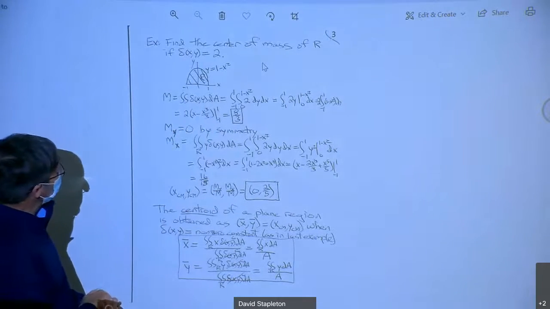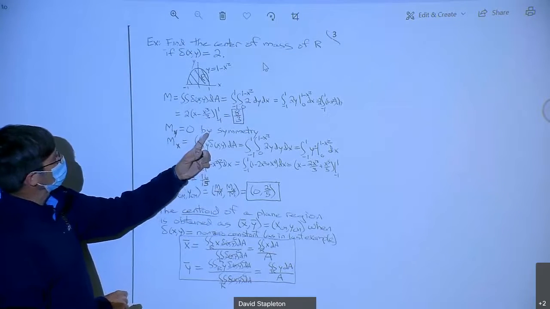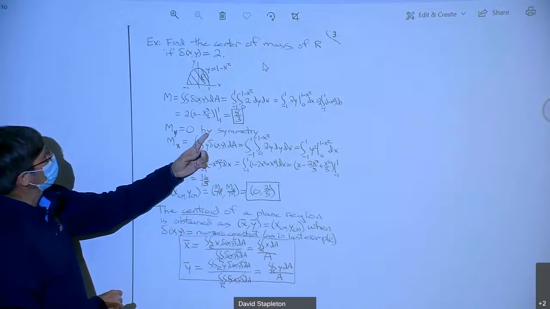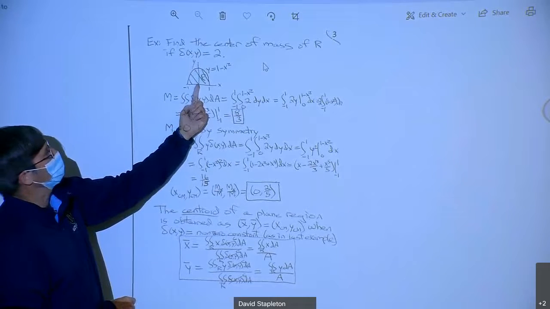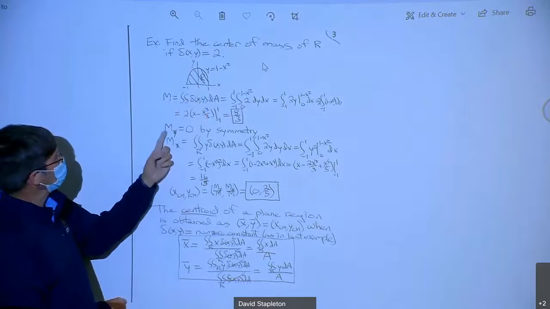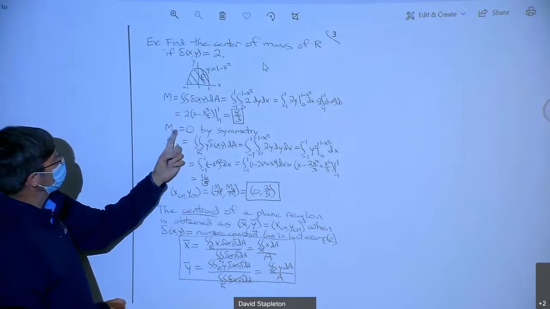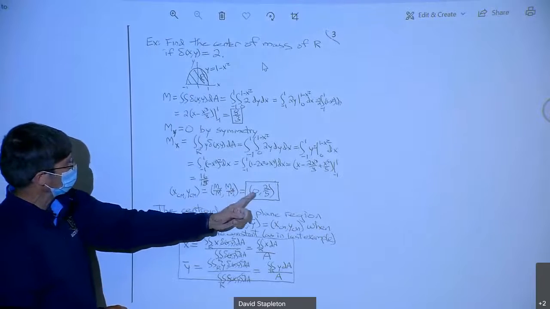What's the moment about x equals 0? Here's what you can do on some of the homework problems. This is a uniform density here, right? And so I look at this and I say, that's obvious. I can balance it on my finger right here, right? If it's uniform density, then without any computation whatsoever, I say the moment in the y direction is 0, and consequently the x center of mass is automatically 0.